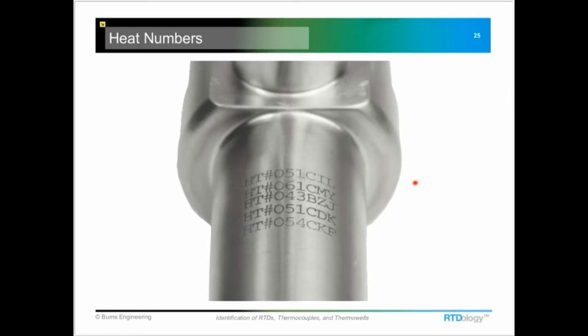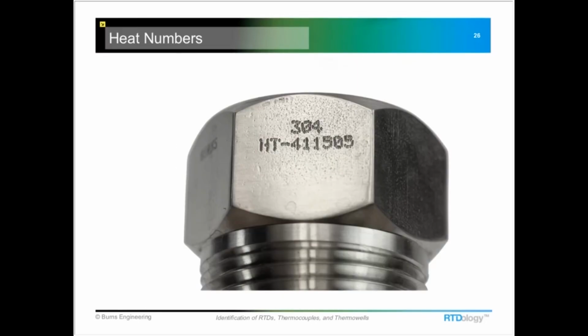These often are not much help to a manufacturer if you're trying to identify a Thermowell. It would just tell them what lot of material it was made out of, so that's really not a lot of help passing those along. There may also be a tag number, in this case it looks like some kind of stamping or etching process to put these numbers on, and that can be helpful. This one shows the actual material, 304 stainless, and a heat number.